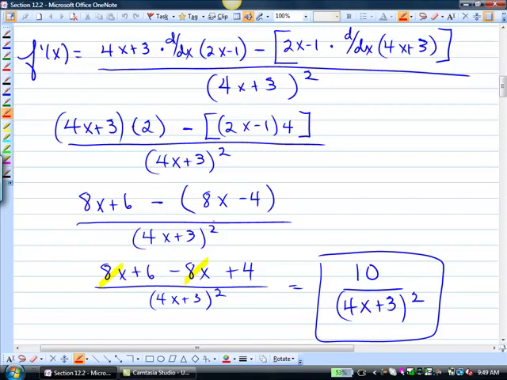All right, so leave it as 10 over (4x plus 3) squared. If it's something different, I'll try to let you know when we work on the problems. Okay, any questions? Not a rule that you're going to have down maybe the first few problems that you do, but you'll get it.